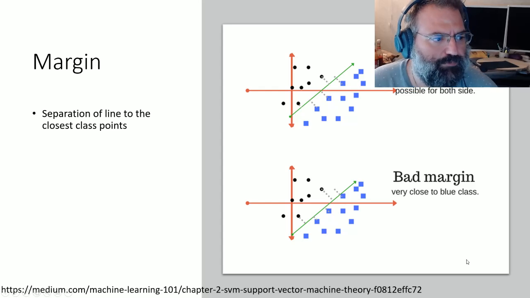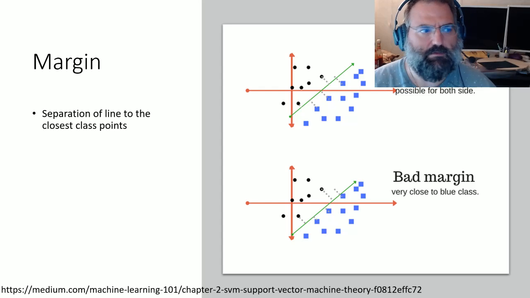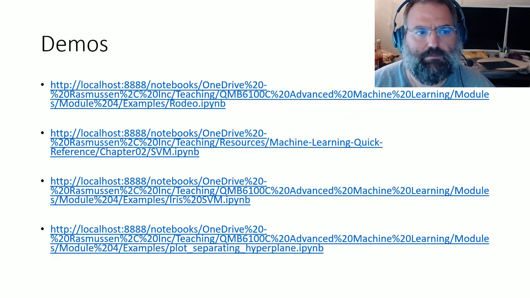The margin is the separation of lines to the closest point. So ideally you want a good margin where basically your line's kind of right in the middle. Bad margin, you're kind of too close to one side or the other. So these are just kind of terminology that is often used. And so now we can jump into the fun stuff, and hopefully it'll actually work today.